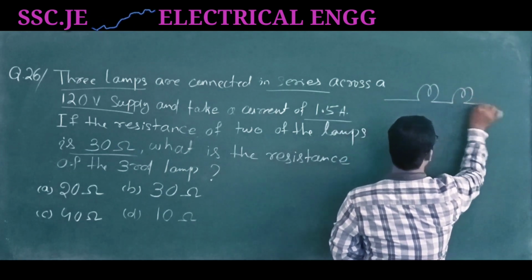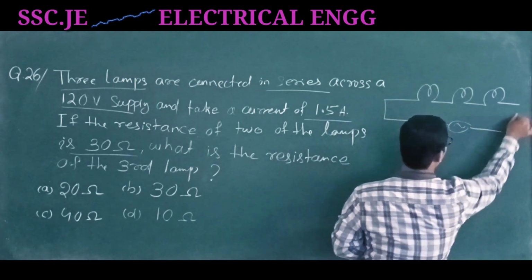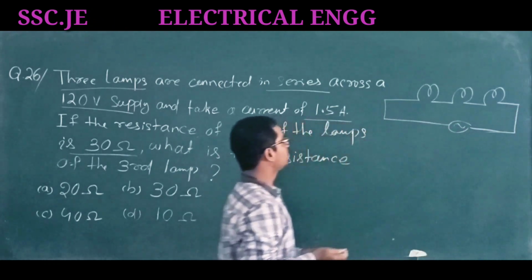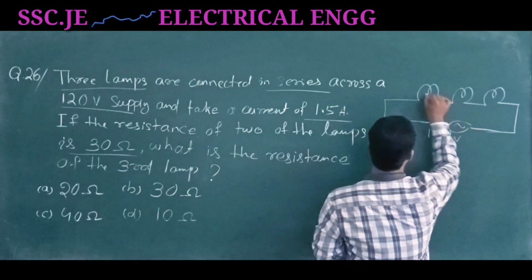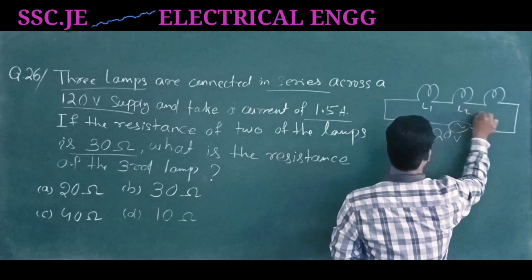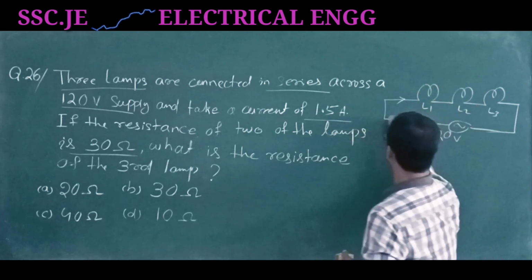Lamp 1, lamp 2, lamp 3. So 3 lamps are connected across a 120 volt supply. So it will be your 120 volt. Your lamp 1, lamp 2 and lamp 3, and the current is your 1.5 ampere.